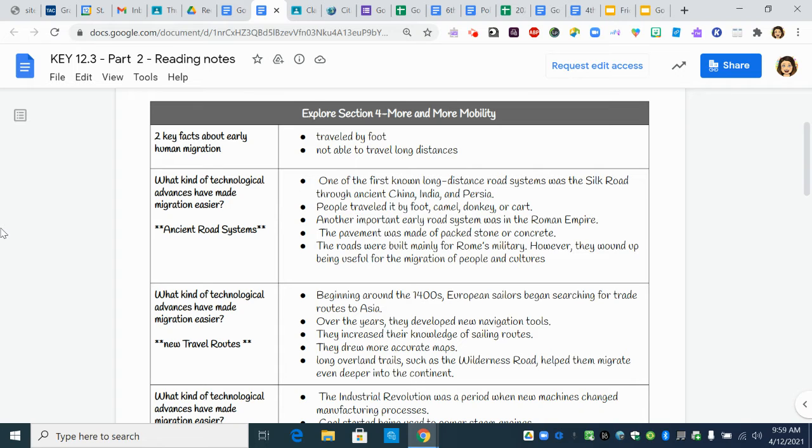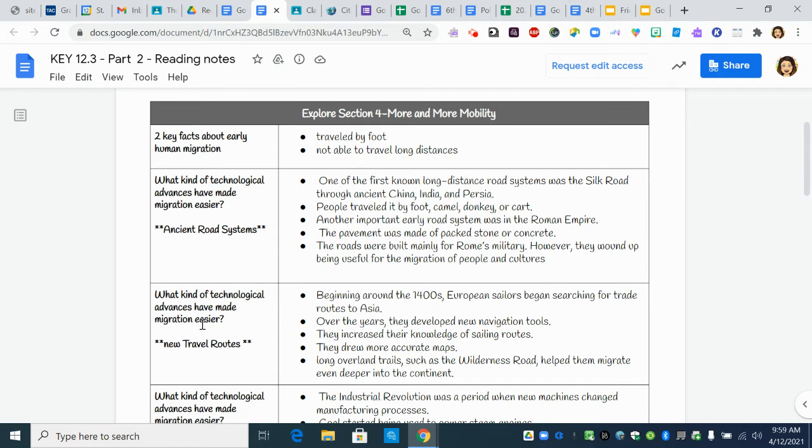Another important early road system was the Roman Empire. The pavement was made of packed stone or concrete. The roads were built mainly for Rome's military. However, they wound up being useful for the migration of people and cultures. And it allowed for them to trade with other places.